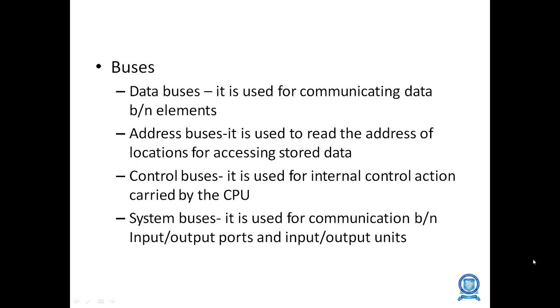Buses. We have address bus, data bus, control bus and system buses. Data bus is used for communicating data between elements. Address bus is used to read the address of locations for accessing storage data. Control bus is used for internal control action carried by the CPU, and system buses is used for communication between input-output port and input-output unit.